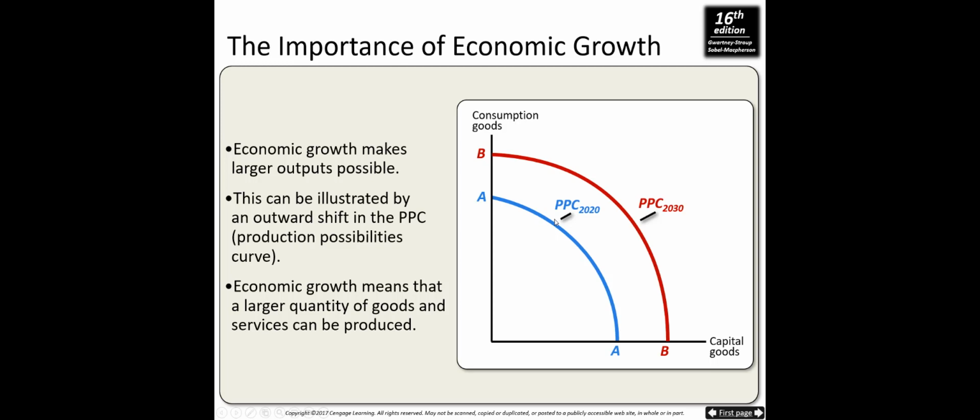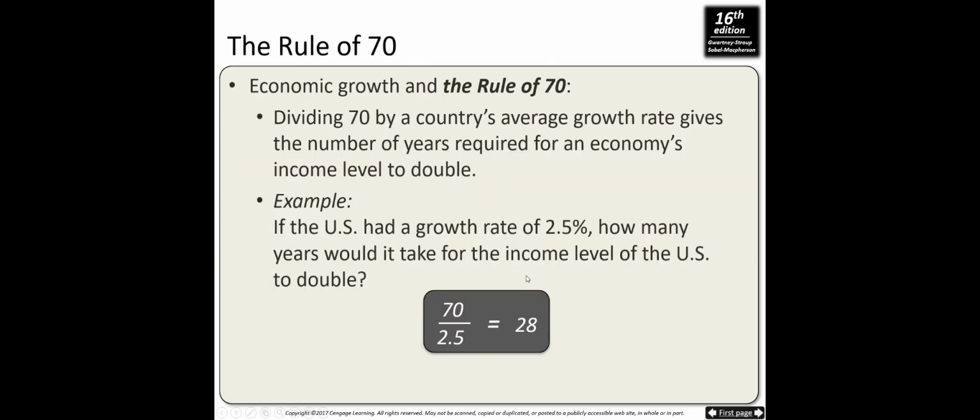Here on the screen you see a production possibility curve. Economic growth makes larger outputs possible. When the production possibility curve shifts outward, you can have both more consumption goods and more capital goods. Capital goods are used for investment, and that means future economic growth. Consumption goods are what you are consuming now. Economic growth means that a larger quantity of goods and services can be produced.